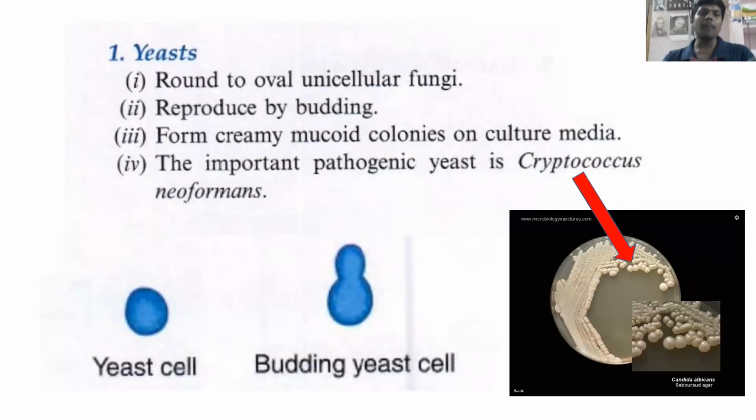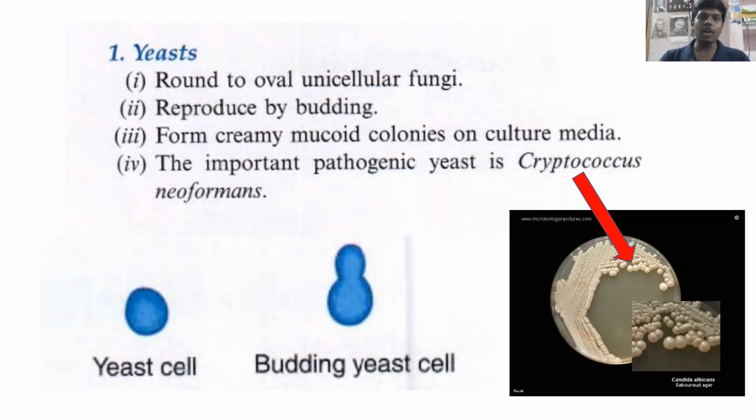The best example of a yeast among the fungi is Cryptococcus neoformans. Cryptococcus neoformans is a systemic fungal infection which will affect your brain. So you will get brain infection due to Cryptococcus neoformans. This is the best example for yeast.